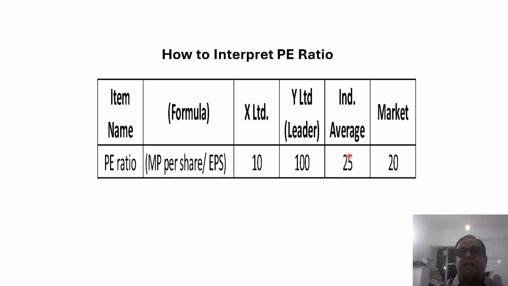Let me compare with the industry average, because this is the most conservative approach. But again, if I also look at the market, still my X Limited P/E ratio is lower. At least I can agree that X Limited can achieve 20 or even 25. But I also don't digest the fact that this 10 would become 100.